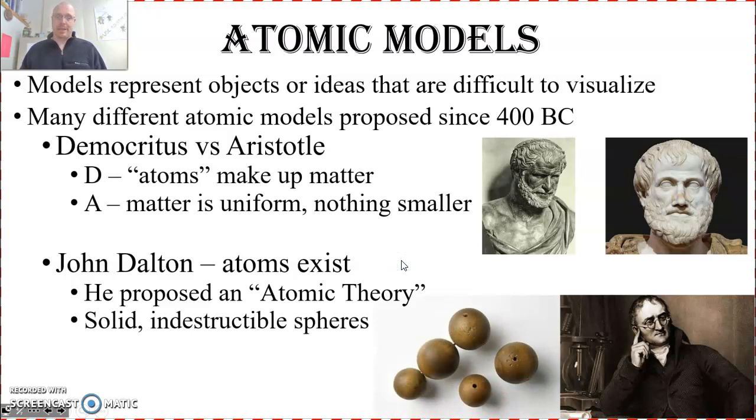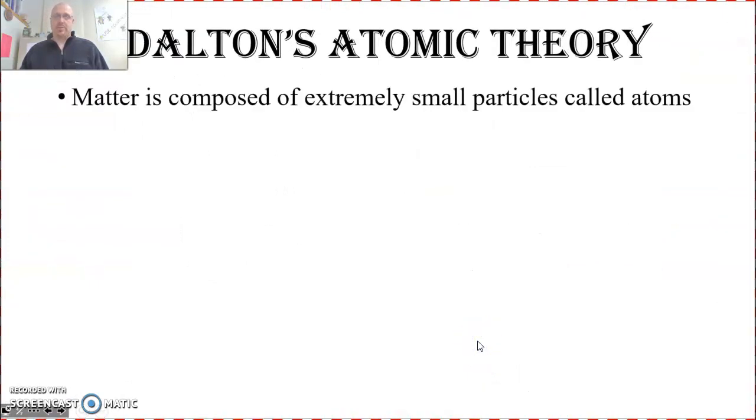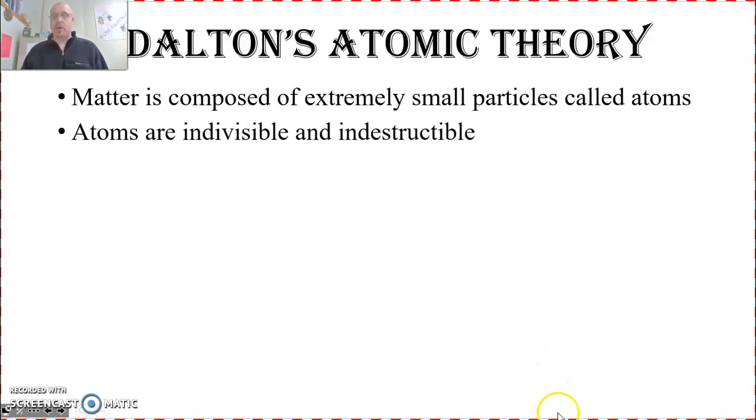This atomic theory stated that atoms are small, indestructible spheres. And he used the models actually shown right here. These are pictures of the Dalton models that he used to show what an atom looked like and how it would join up to make larger structures. After Dalton got some traction, his atomic theory is basically this: matter is composed of extremely small particles called atoms. Atoms are indivisible and indestructible, which means you can't break them apart, and you can't destroy them.